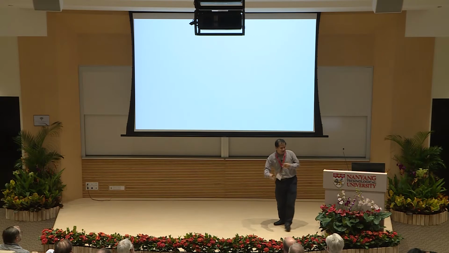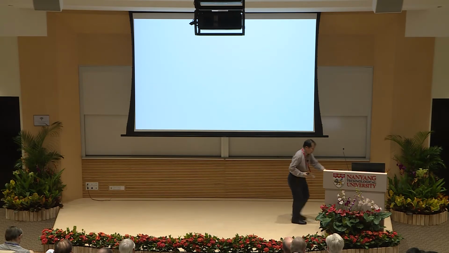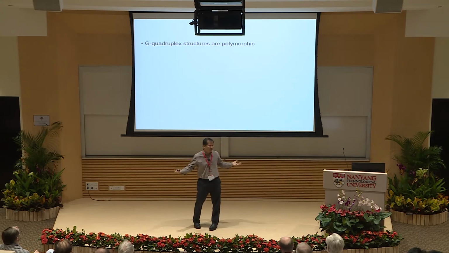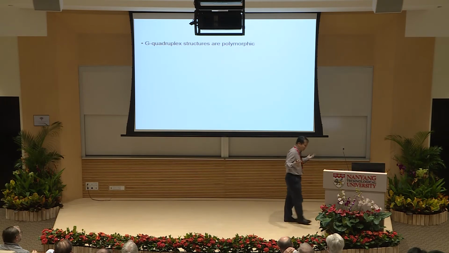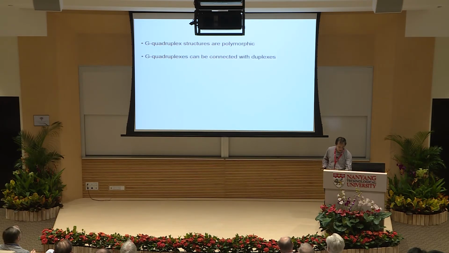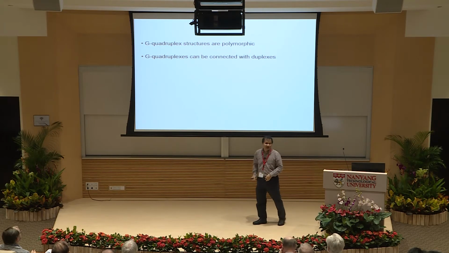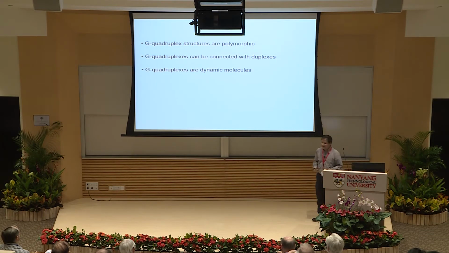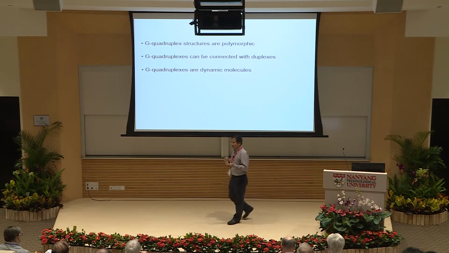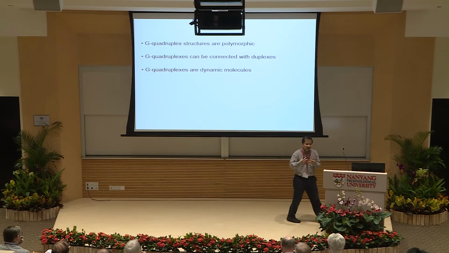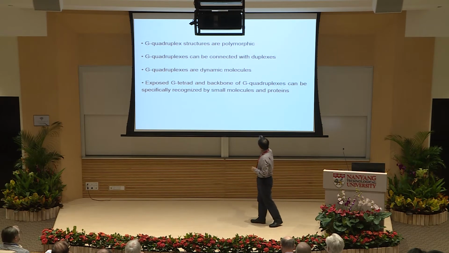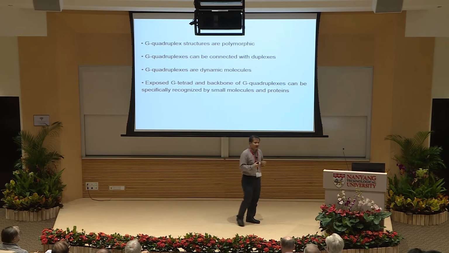Okay, so I ran a bit faster than expected, so let me conclude my talk. I hope now you are convinced that quadruplex structure is polymorphic, with different shapes, different forms, different structure elements. They can be connected with a duplex, compatible with duplex. Even though it's quite rigid, some structure elements are dynamic, and it also interconverts between forms. And the exposed G-tetrad and backbone of the quadruplex can be specifically recognized by ligands, both small molecules and proteins.